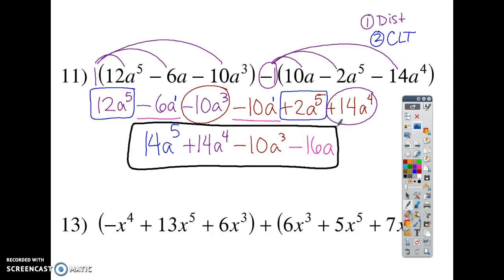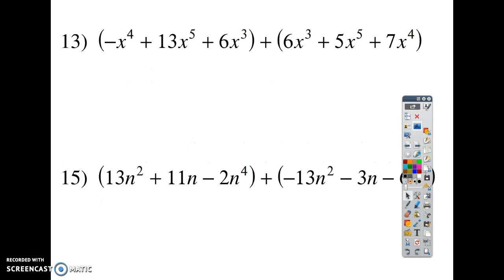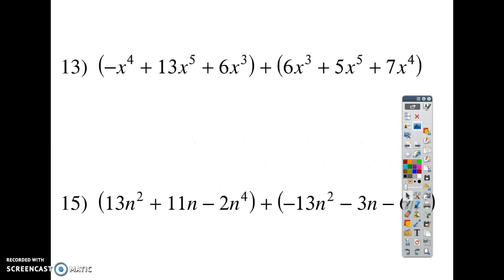Okay? And problem number 13 is the last one. Remember, this is also going to be on the test on Wednesday. All of this is going to be on the test Wednesday.